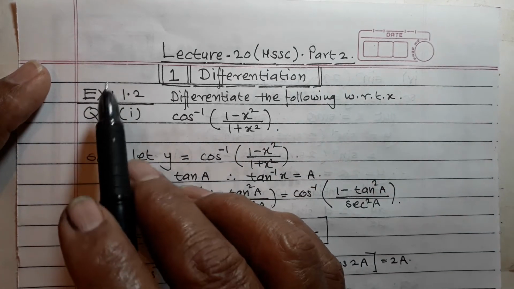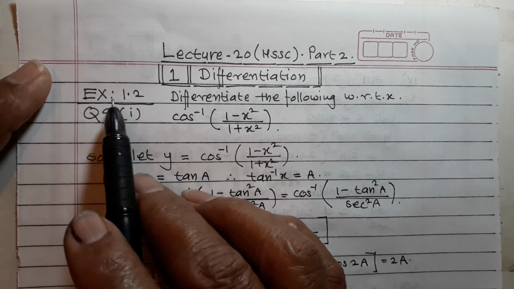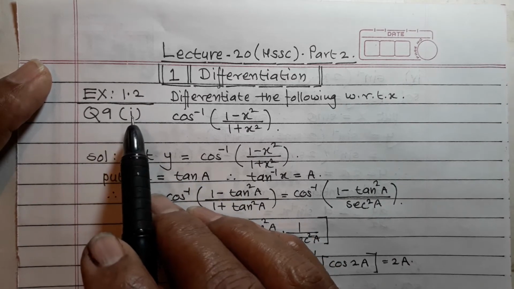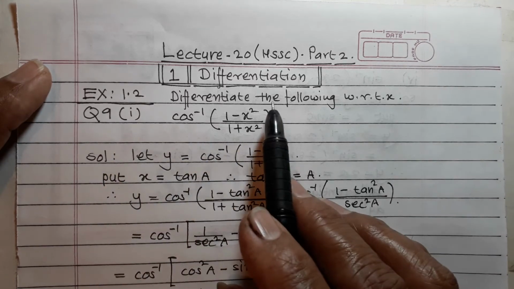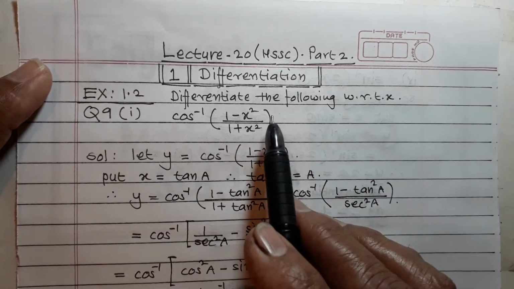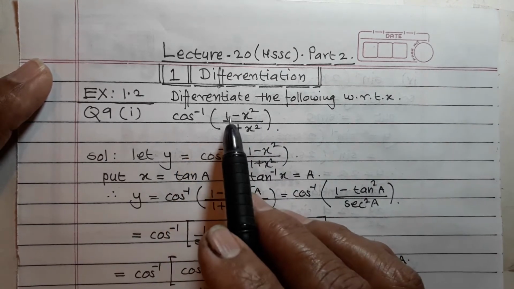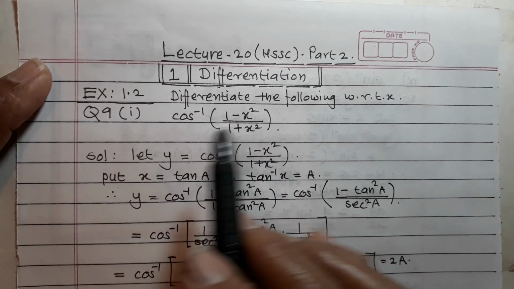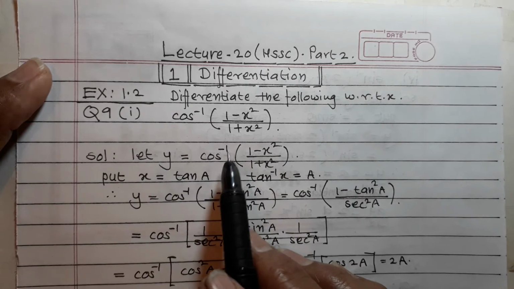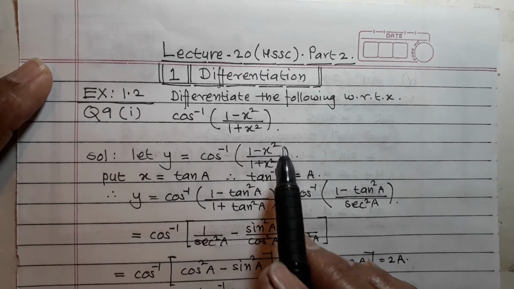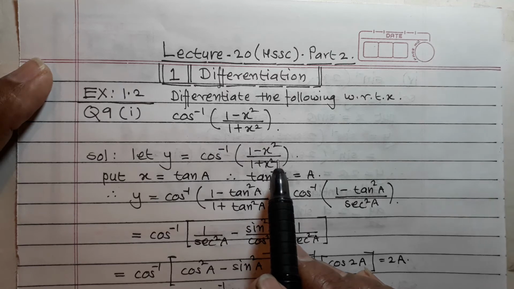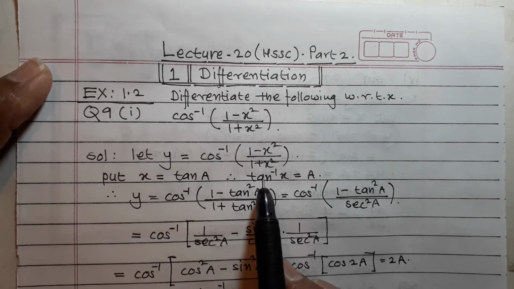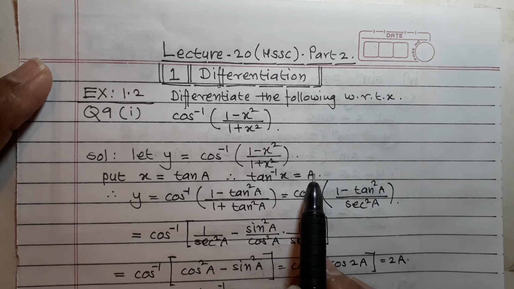In this lecture, I am going to explain some examples from exercise 1.2, question number 9, 1. Differentiate the following with respect to x: cos inverse of (1 minus x square) upon (1 plus x square). Solution. Let y is equal to cos inverse (1 minus x square) upon (1 plus x square). So put x is equal to tan A, and therefore tan inverse x is equal to A.